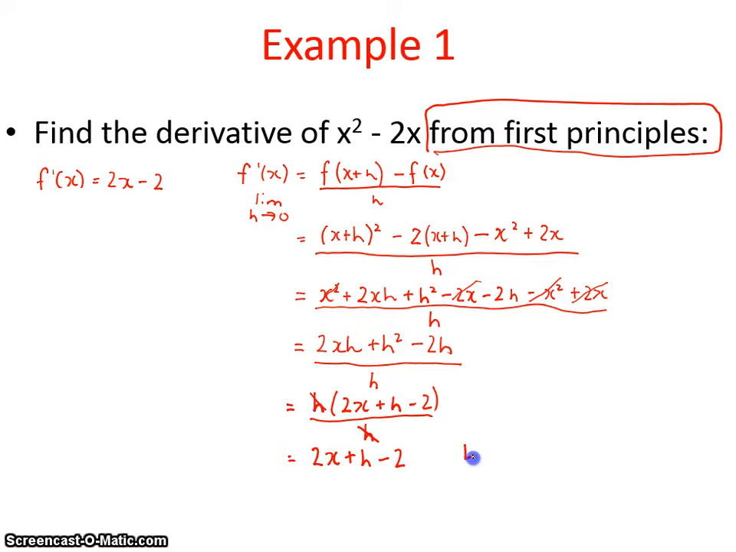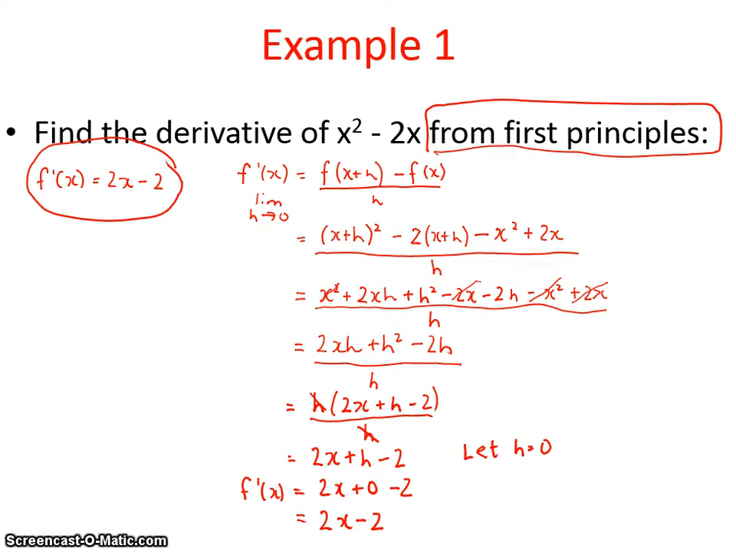Now I can let h equal 0, as I would with any limit, as we saw in the previous two exercises. When I let h equal 0, f dash x becomes 2x plus 0 minus 2, which means that f dash x will be equal to 2x minus 2. And hey presto, we're left with this answer that we've got up here that we found in 2 seconds. An awful lot of work, I know, for the same answer, but it's this method here, using this formula, which is differentiation using first principles.